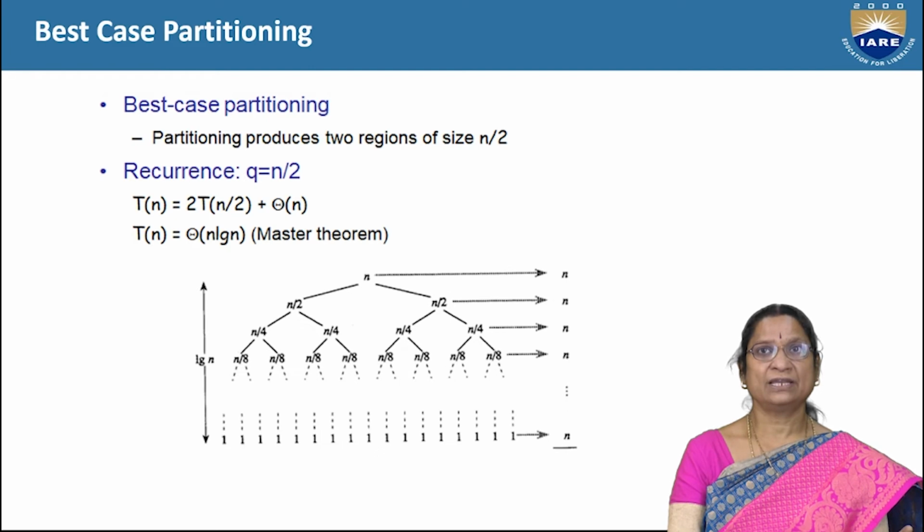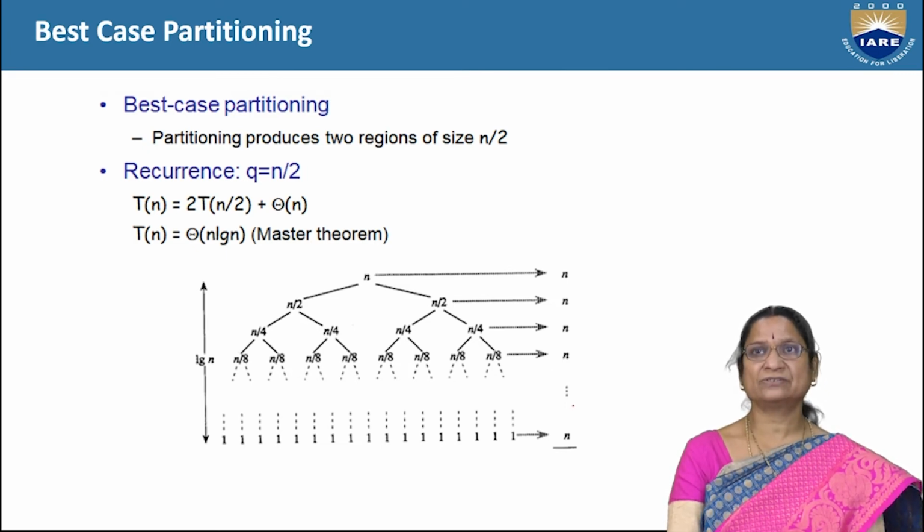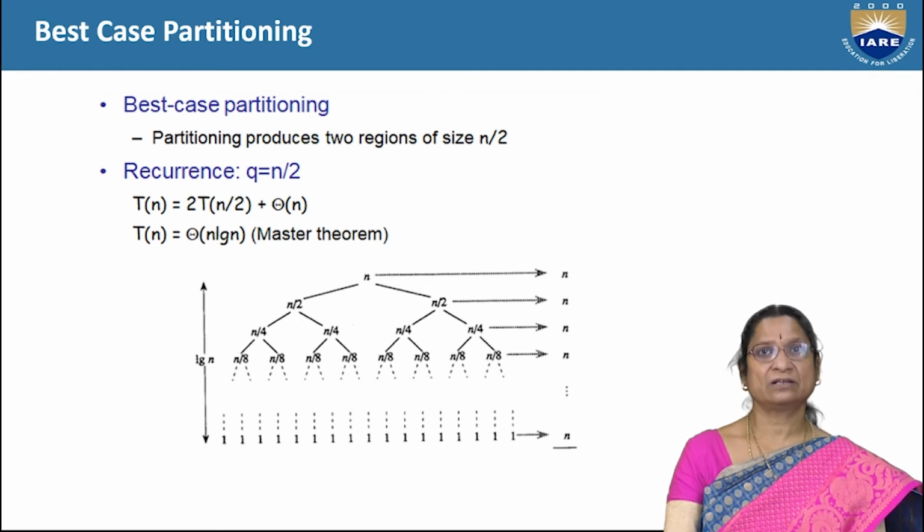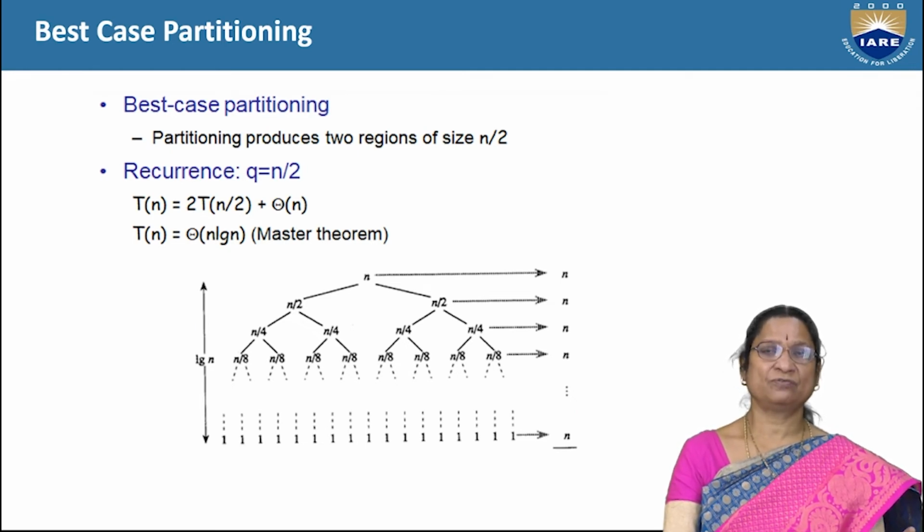So totally n log n will be our partitioning cost, since log n is the height of the tree and n work is done at each level. The plus order of theta of n will be there, which has lesser priority. So the highest term is going to be n log n.